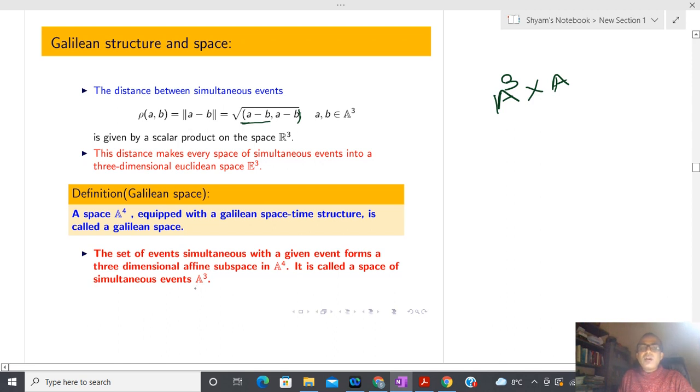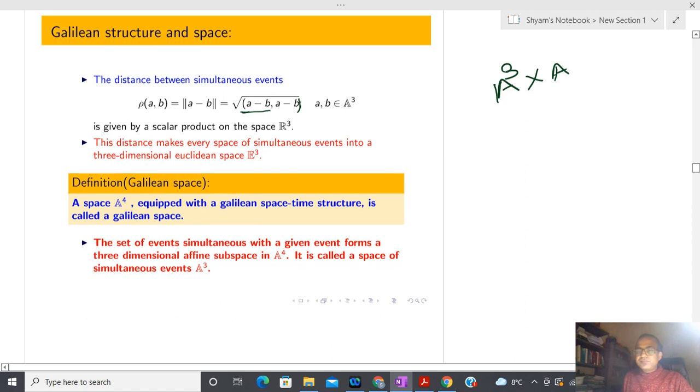So an event is going to occur in A3 space and time is another variable. And whenever we are talking about Galilean space, in that space I have A4 equipped with the Galilean space-time structure. It means that I have a space, I have time, and I have the distance between simultaneous events, which is going to be defined with this kind of inner product. In Euclidean space, if you remember, I don't have the concept of time. That is the only difference.